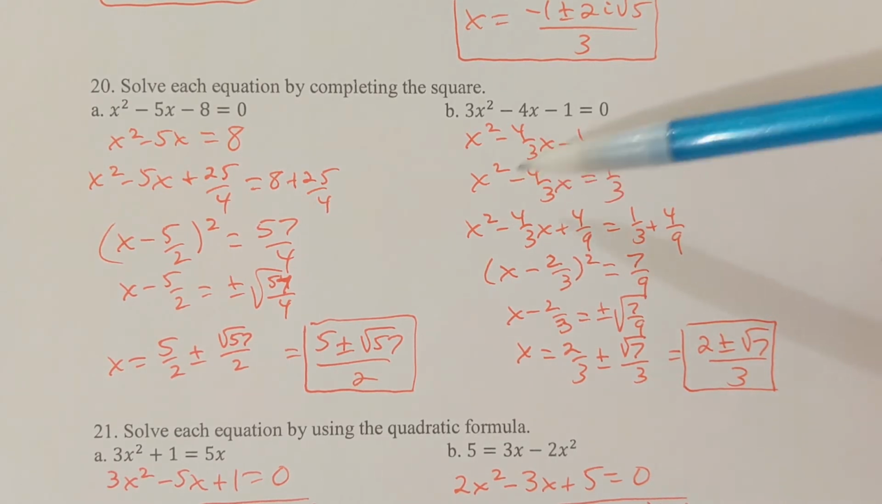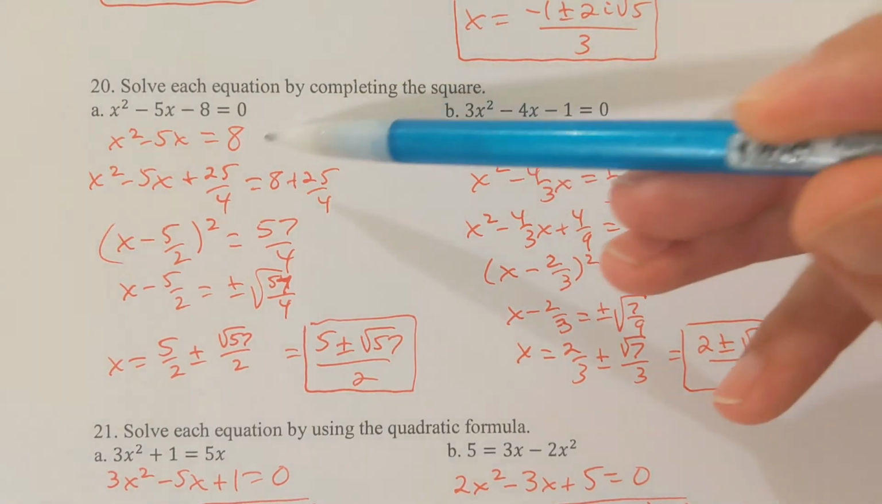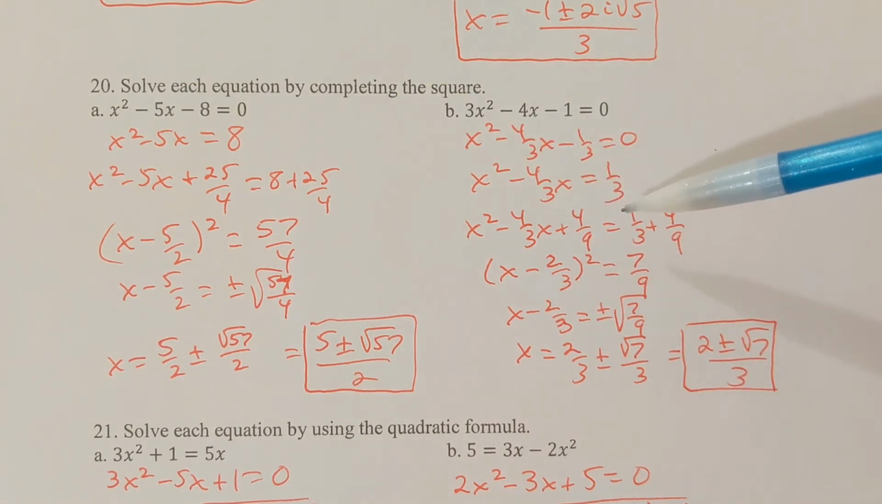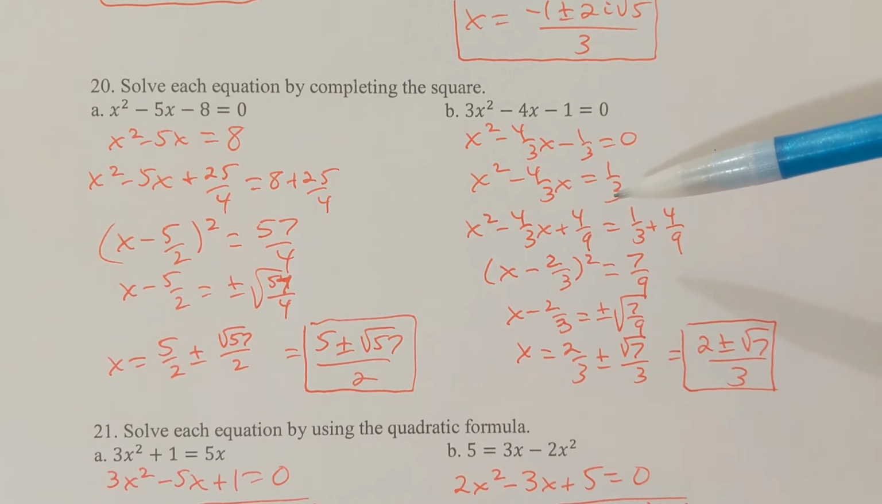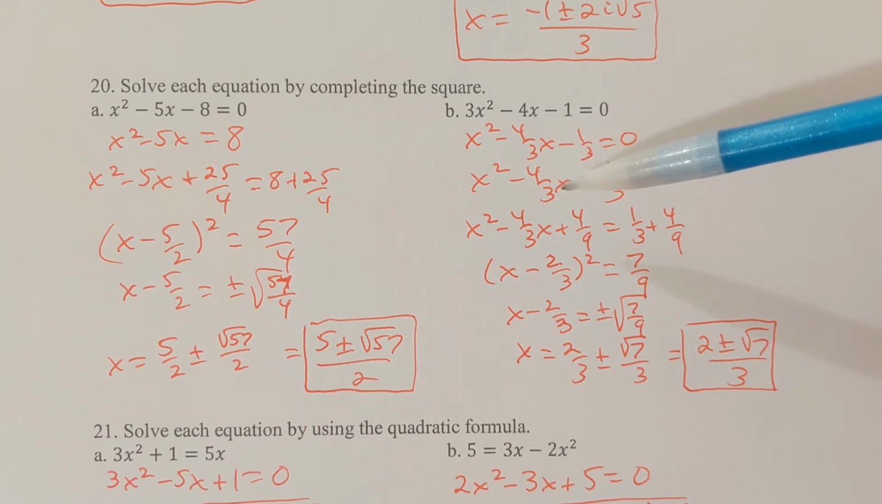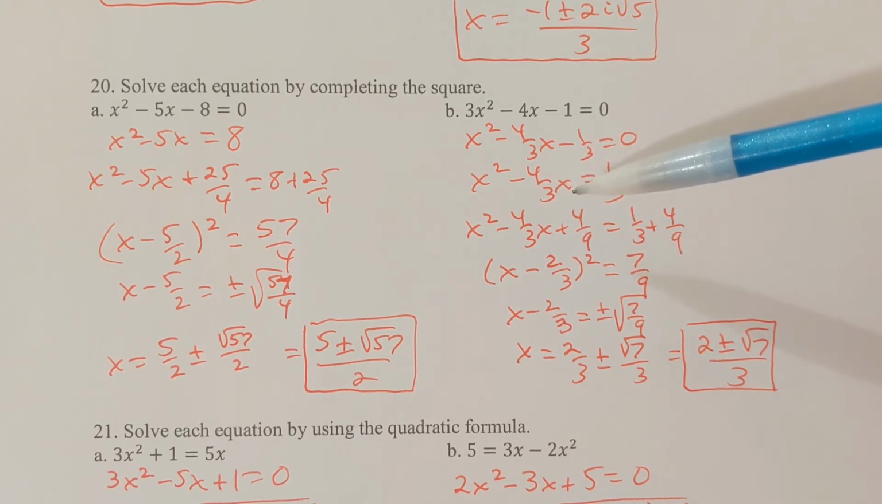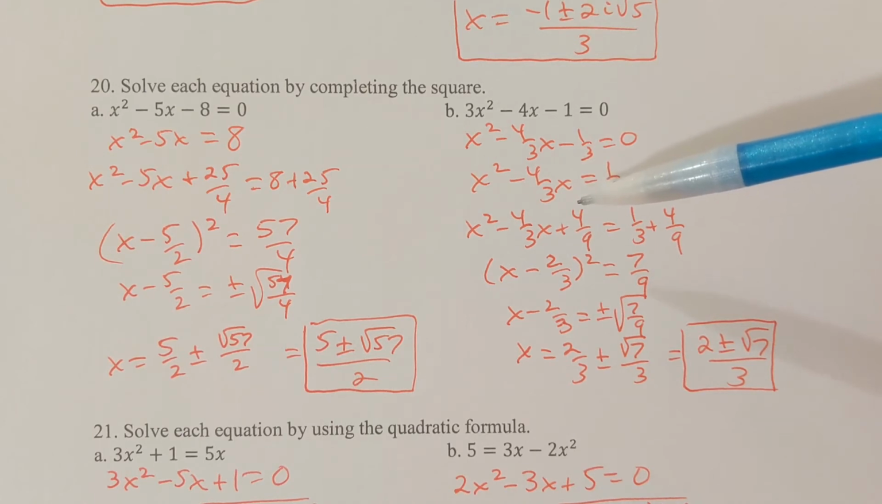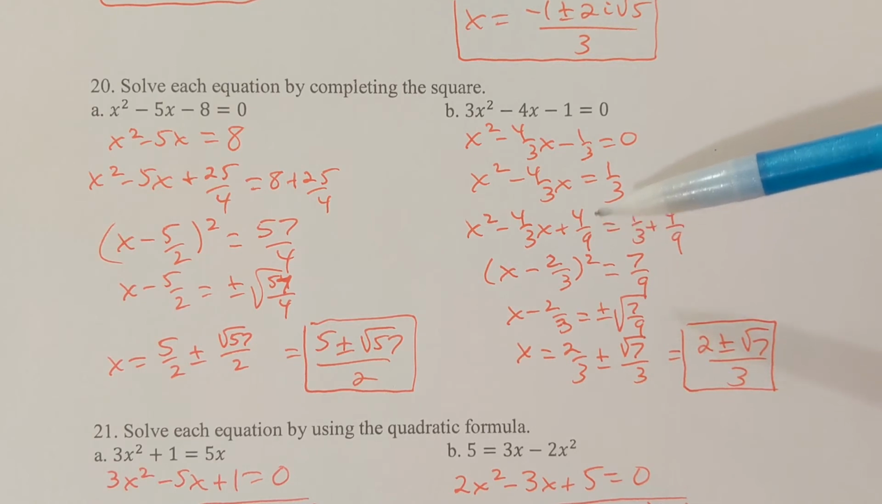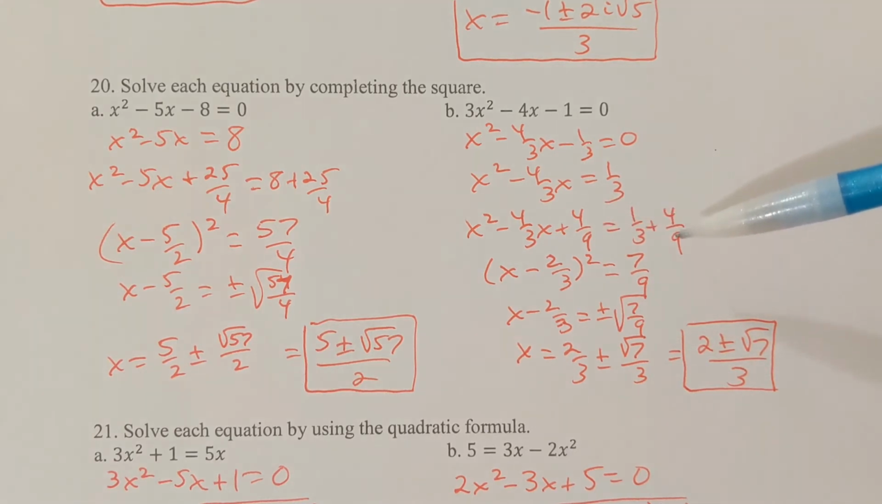X squared minus 4/3 x equals 1/3. Okay, now I haven't done any completing the square yet. Now I'm all set to complete the square. So I need half of the number in front of x. Half of negative 4/3 gives me negative 2/3, and negative 2/3 squared gives me 4/9. So 4/9 is the number that I need to add to both sides on the next line there.